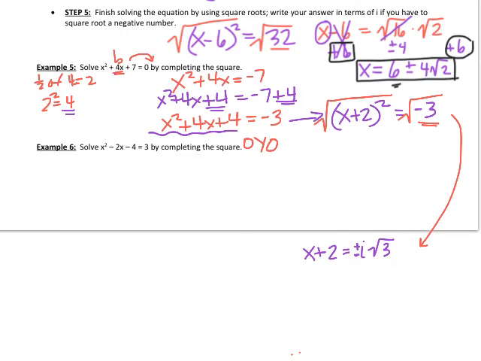And then I also have to subtract 2 from both sides because I'm looking for the answer for x. So that's gone. I'm left with just the x over here on the left. And that means that I have negative 2, remember this negative 2 doesn't have an i or a square root with it, plus or minus i root 3.